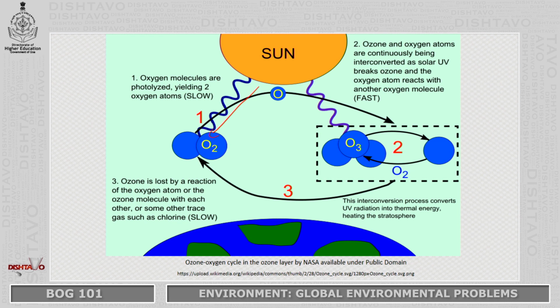Once again the process of interconversion will take place, and ultraviolet radiation will give up this thermal energy. That is how the stratosphere is heated or warmed up. Then ozone once again is lost by the reaction of an oxygen atom and an ozone molecule with each other.